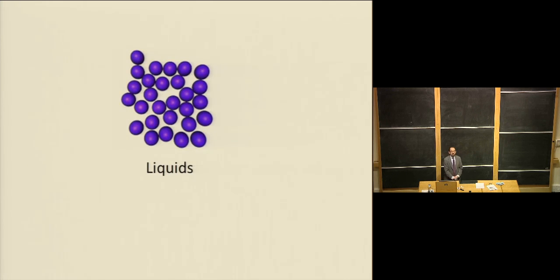We can also have disordered structures such as liquids. In liquids, there's attraction between atoms or molecules, but it's not strong enough to hold them in a permanent configuration. The atoms still have enough thermal energy to move around, and that gives the liquid its property that it can flow.